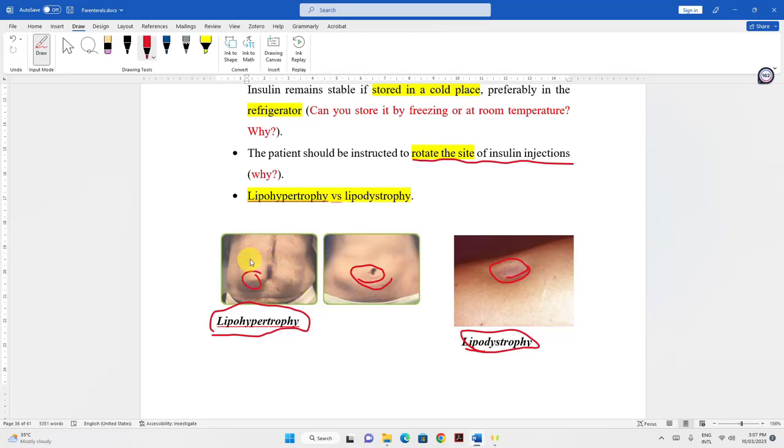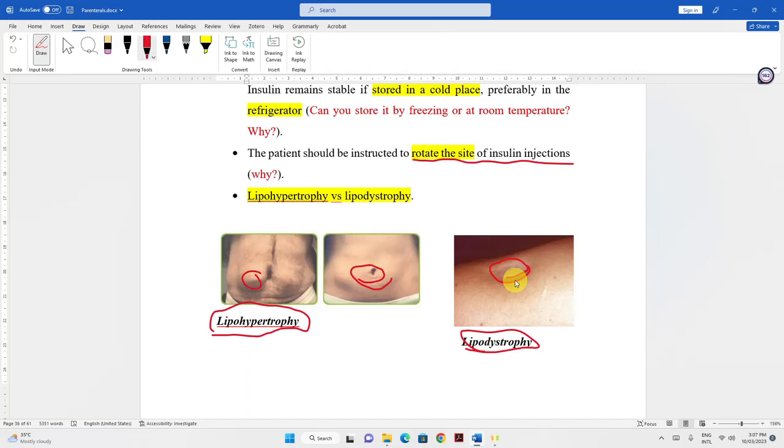If there is an increase in the tissue here, fibrous tissues, which affects the insulin absorption. On the other hand, with lipodystrophy, you will see the wasting of tissues in the area of injection. Yes, one reason is because you are injecting in the same place, but there are other reasons.